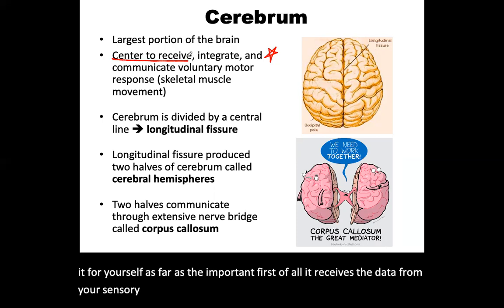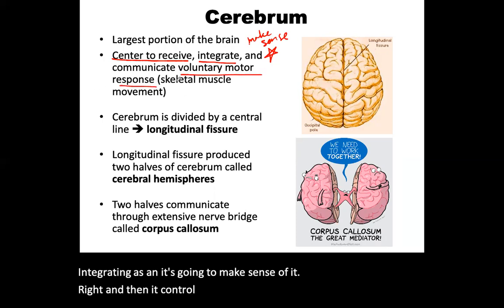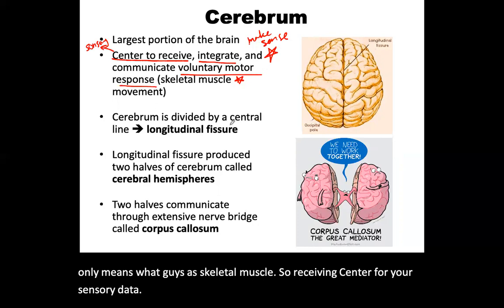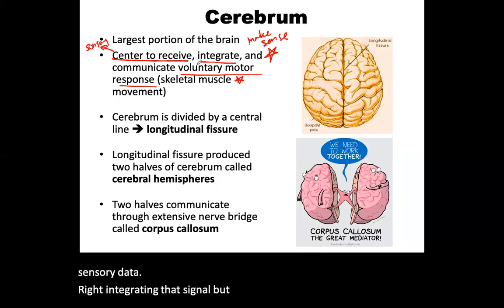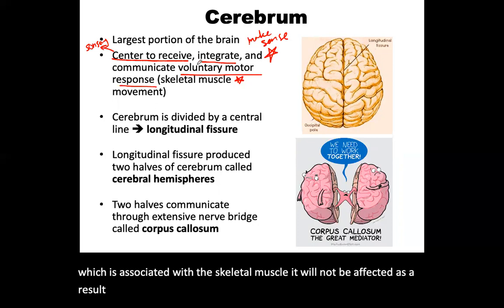So it's the center for receiving the data and integrating it, making sense of it, right? And then it controls voluntary muscle response, which in this case only means what, guys? Skeletal muscle. So it's the receiving center for your sensory data, integrating that signal, but only corresponding to the motor branch, which is associated with skeletal muscle. It will not control smooth muscle, glands, or cardiac muscle. So no effect on the involuntary actions.